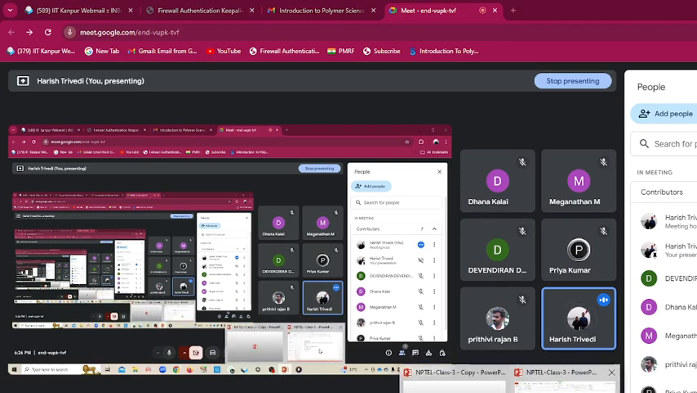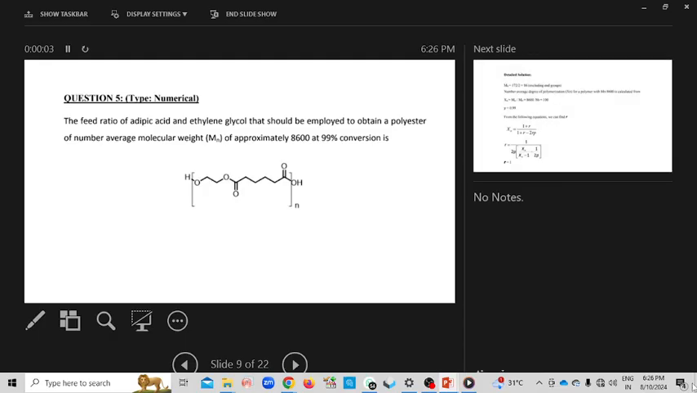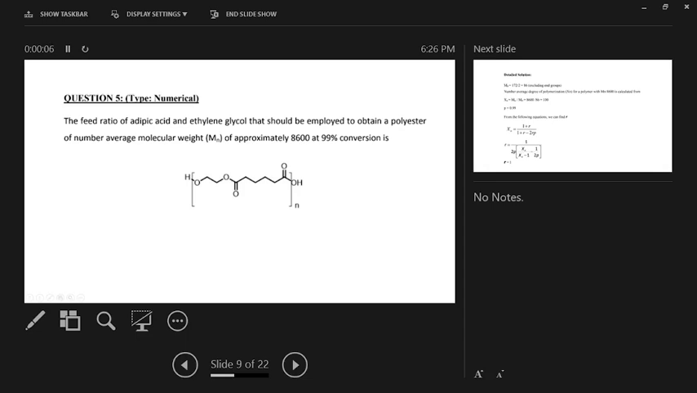Okay, so now we are going to move to the next question. This is question number 5. It is also a numerical question. The feed ratio of acetic acid and ethylene glycol that should be employed to obtain a polymer of number average molecular weight approximately 8600. Number average molecular weight, Mn, is given here, and conversion percentage is given here.